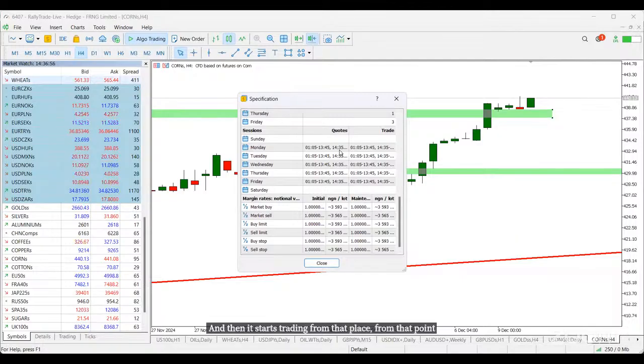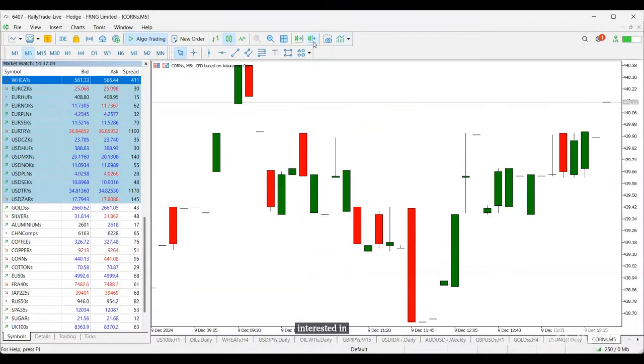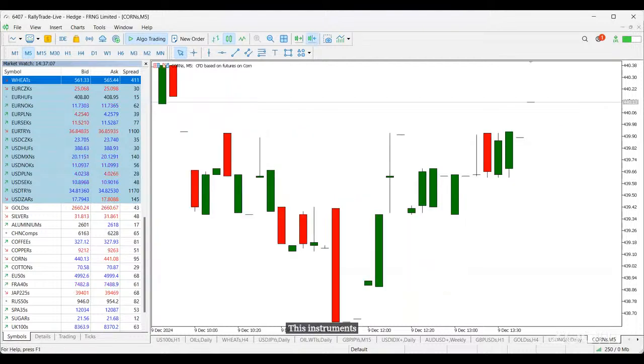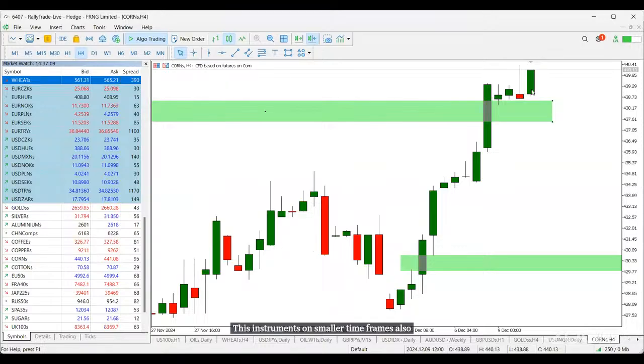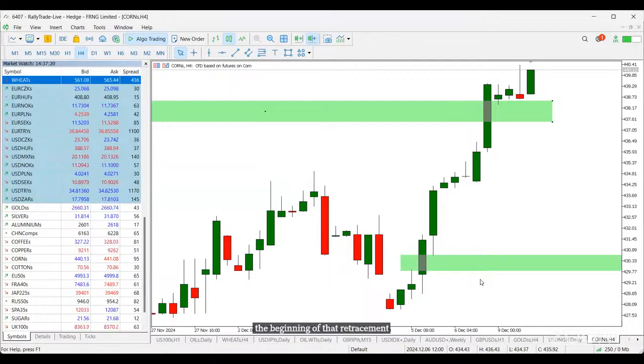You understand? So let's make sure that we keep, but remember, be very much interested in the behavior of this instrument on smaller time frames also. If somehow we can have a rejection also, and price confirms the bearish candle, then for corn and for wheat we might just be seeing the beginning of that retracement to a point where we can buy corn. But yes, corn and wheat are on uptrends. The most important thing is just to decide where to buy them from.